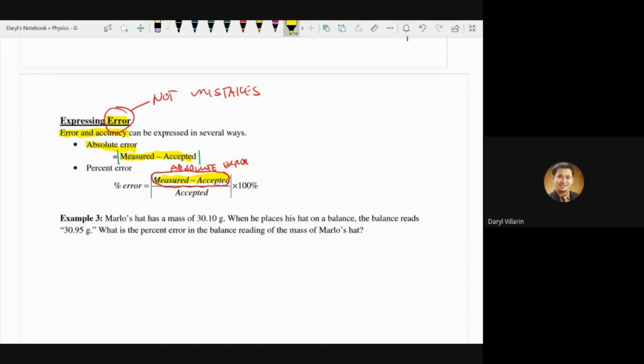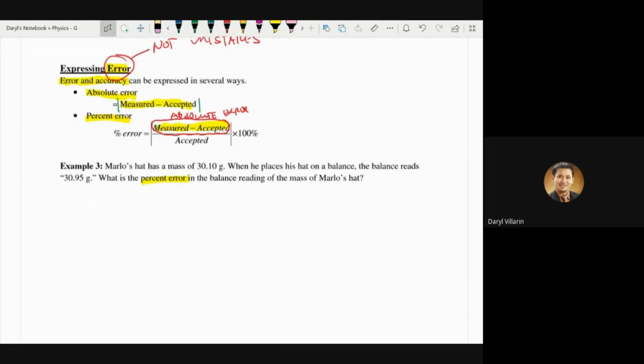So let's take an example here. Marlo's hat has a mass of 30.10 grams. When he places his hat on a balance, the balance reads 30.95 grams. What is the percent error in the balance reading of Marlo's hat? So we want to get the percent error. I think this is what you've also done in your other subjects. So you always start with what you have. So identify the things that you have.